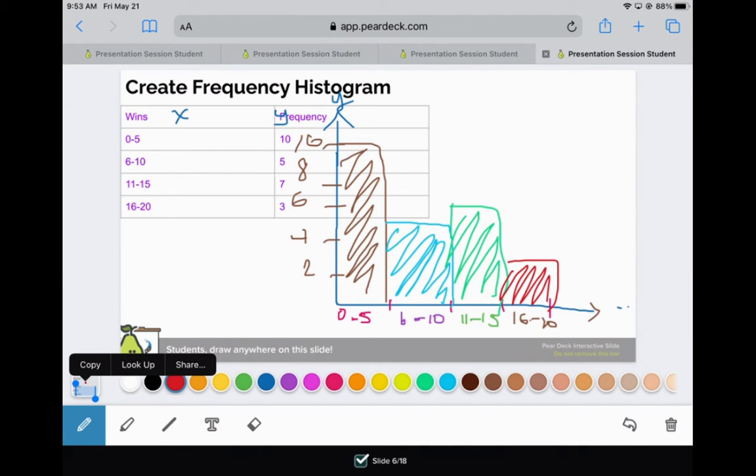You want to label it. On this side, you can write frequency. Okay. So this is the histogram. You want to jot this down somewhere to remind you. Frequency histogram is a bar graph with no space. The first column is the x-axis. The second column is for the y-axis. So I'll give you a few seconds to do that.